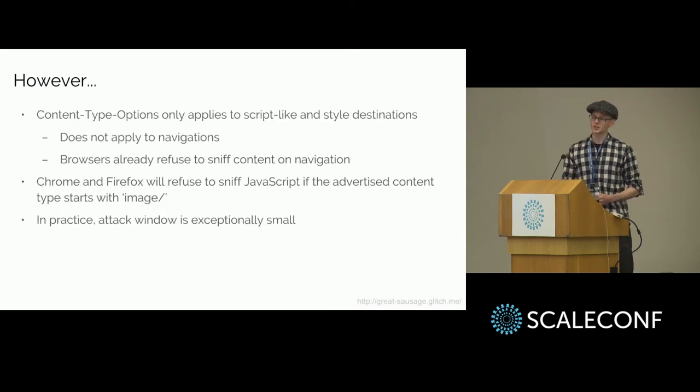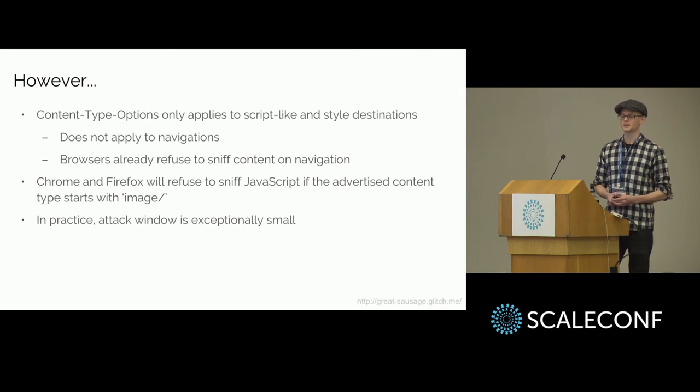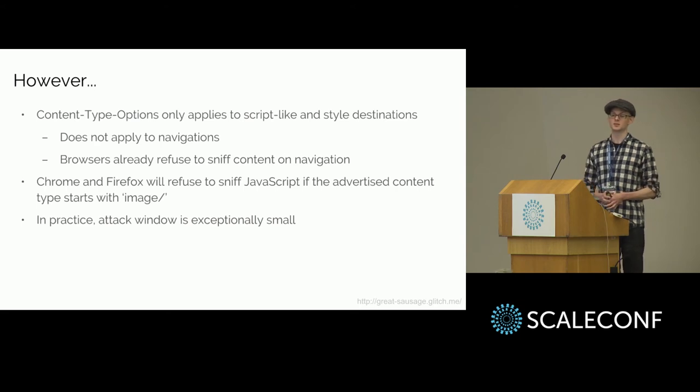The thing is, this is an incredibly niche attack surface these days. The fetch standard has cleared up a lot of this kind of area and has now defined destinations for every fetch. So when a browser makes a request to the network, we know what context we're making that request in. So if we just type a URL into the address bar and hit enter, the context for that fetch is navigation. It's a document destination. And content type options does not apply to document destinations. So setting this value will have no effect.